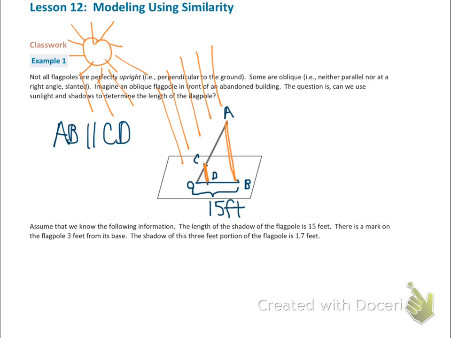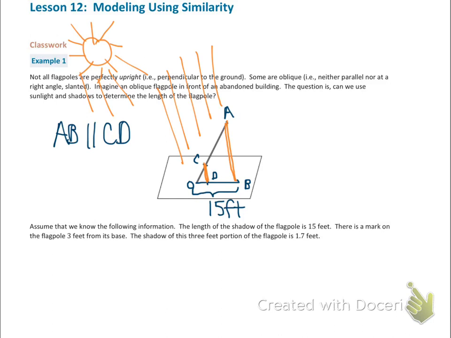Because if the sun's rays are parallel, then we have a situation with similar triangles. So look at this and see if we have enough information to figure out the height or the length of the flagpole that is here. So we're given the lengths of the shadows. Is that enough to figure out the length of the flagpole itself?